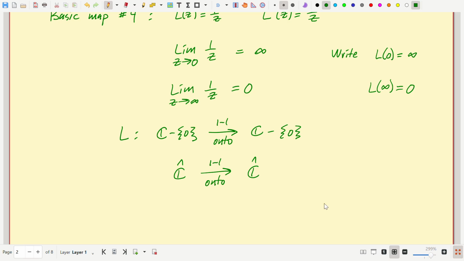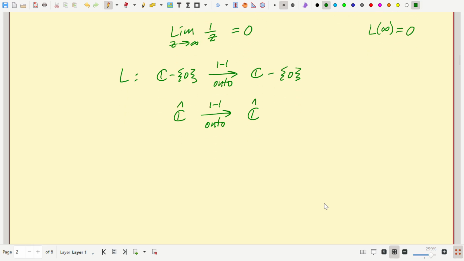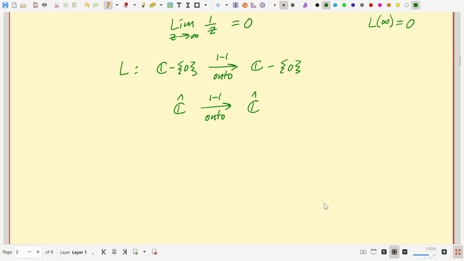Okay, so because of the 4 maps now, we have these properties that in all 4 cases, they map the extended complex plane one-to-one onto itself. We conclude LFTs map the complex plane to itself, the extended complex plane to itself, one-to-one and onto.